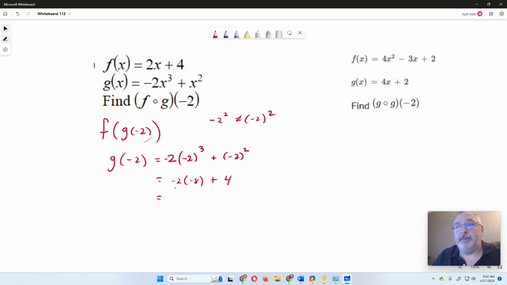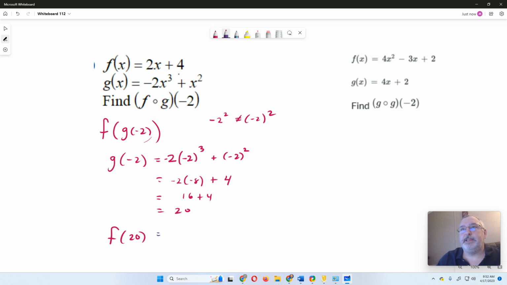And we're going to keep going. -2 times -8 is -16, positive 16, Jason, not negative, because a negative times a negative is a positive. Plus 4. And so that gives me 20. So once I have 20, I'm not done. I now have to go back and do f of 20. So let's do that.